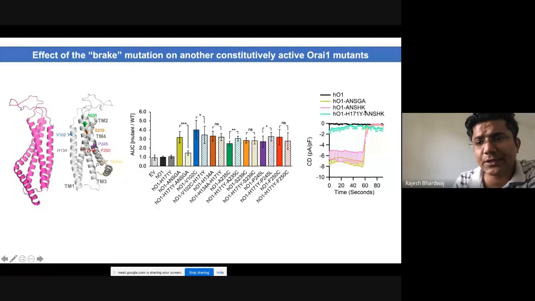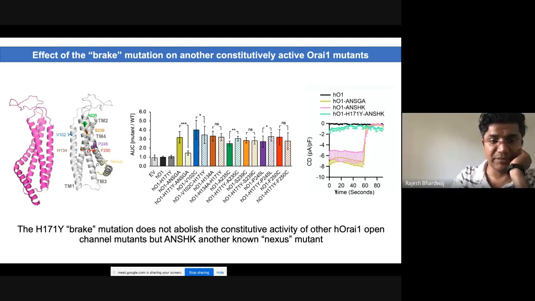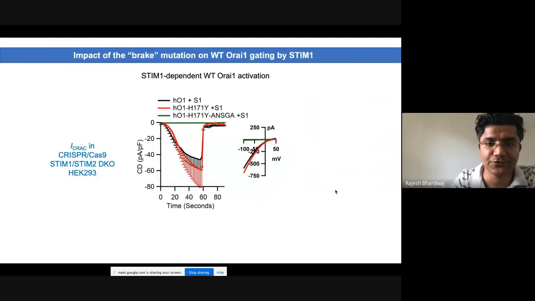What we also did is we tested the ANSHK mutant, which Don also showed: if you mutate the LVSHK, only the first residues to A and N, it is constitutively active. We could reproduce that. However, when the tyrosine mutation was inserted in the ANSHK variant of the Nexus mutant, it still led to abrogation of this constitutive calcium flux. So basically, the brake effect of the H171Y is very specific to the Nexus mutant versions and does not affect the other non-constitutively open channels.